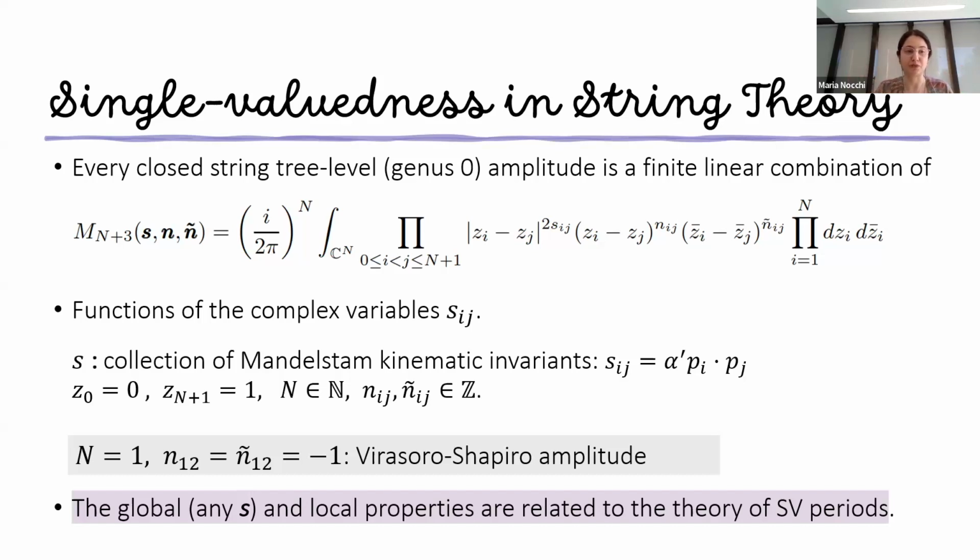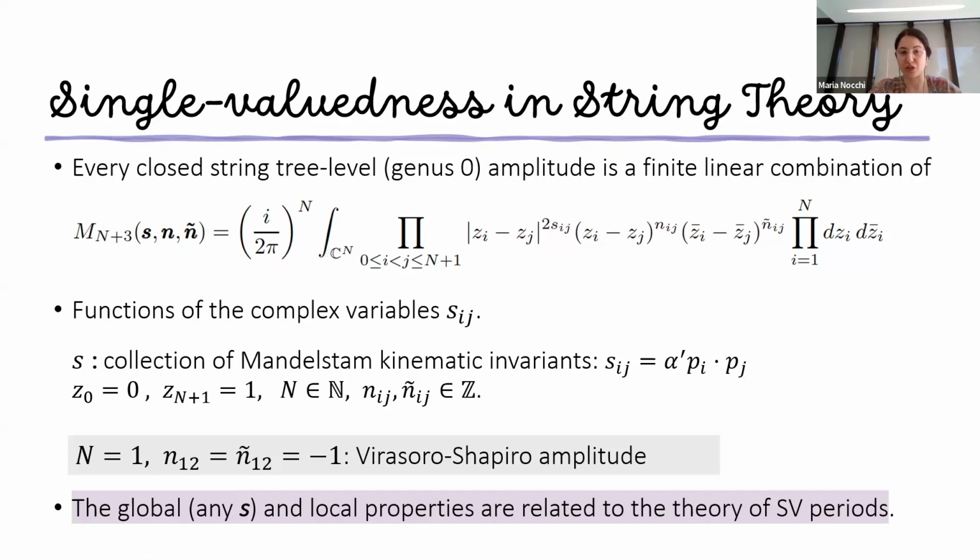This is a function of this capital N, which is an integer, and then of these vectors S, n, and ñ. S is the complex version of the Mandelstam kinematic invariants. So as you see, it contains alpha prime. So the energy is intrinsically related to tuning this alpha prime that I was mentioning at the beginning. And on the other side, you just have some integers that you can choose to reproduce known amplitudes.